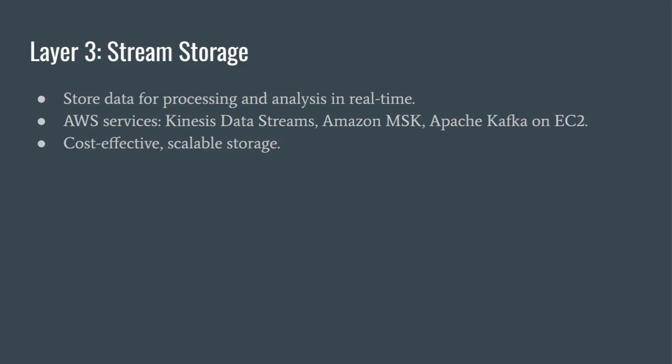Firstly, there is Amazon Kinesis Data Streams, which stores data for up to 7 days by default, extensible up to 365 days. Secondly, there is Amazon MSK, which is the managed streaming for Apache Kafka, which offers fully managed Kafka clusters for long-term stream storage. Thirdly, there is Apache Kafka on Amazon EC2 for custom, highly tuned configurations. In this layer, you can store data for processing in real time or batch processing at a later stage, depending on your architecture.